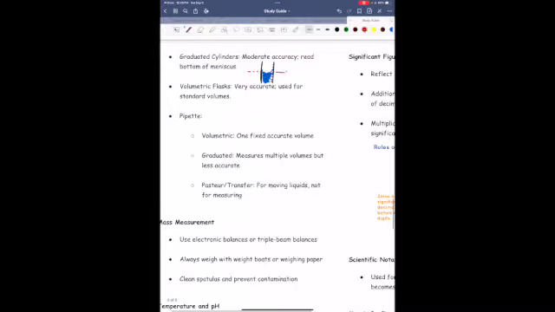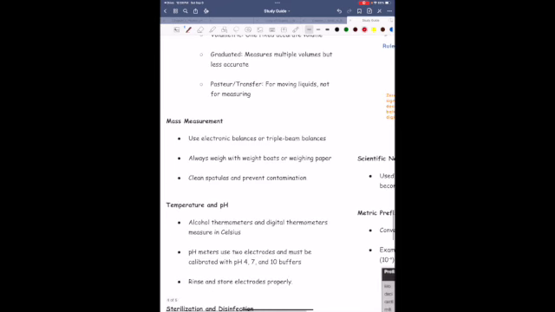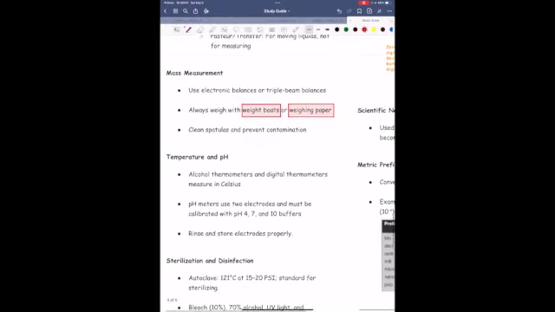Pipettes, so not a micropipette, are going to have one fixed accurate volume. All right, and then to measure mass, you're going to use weight. Whenever you're measuring something, always weigh with weight boats or weighing paper, just to have something between the scale itself and whatever you're measuring.